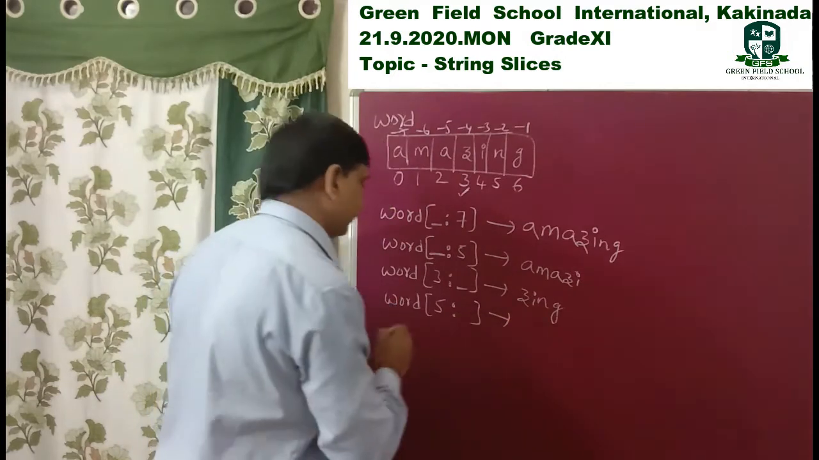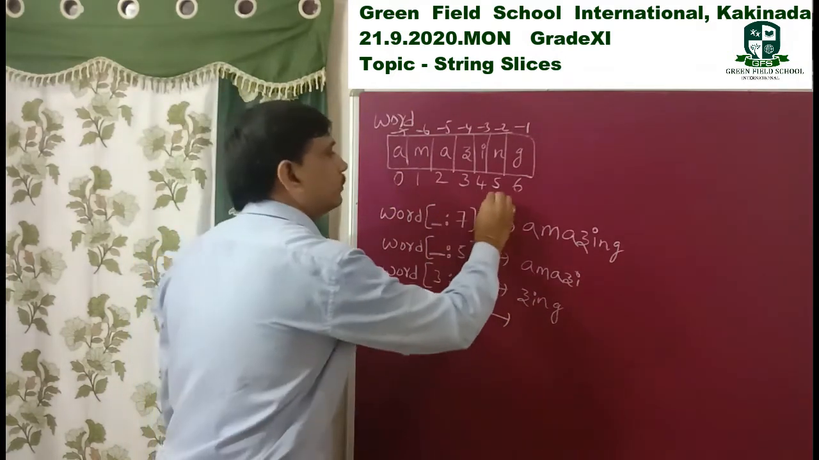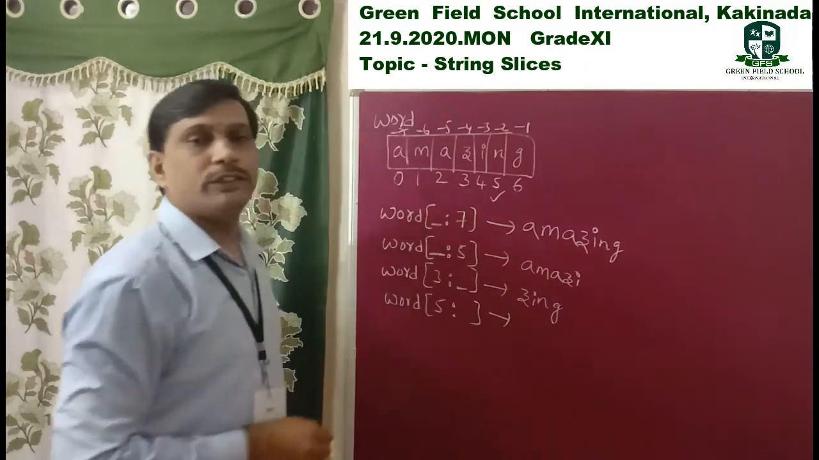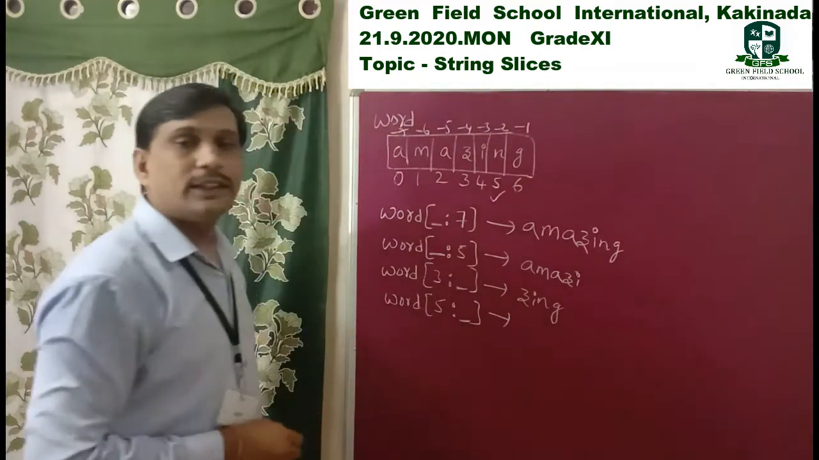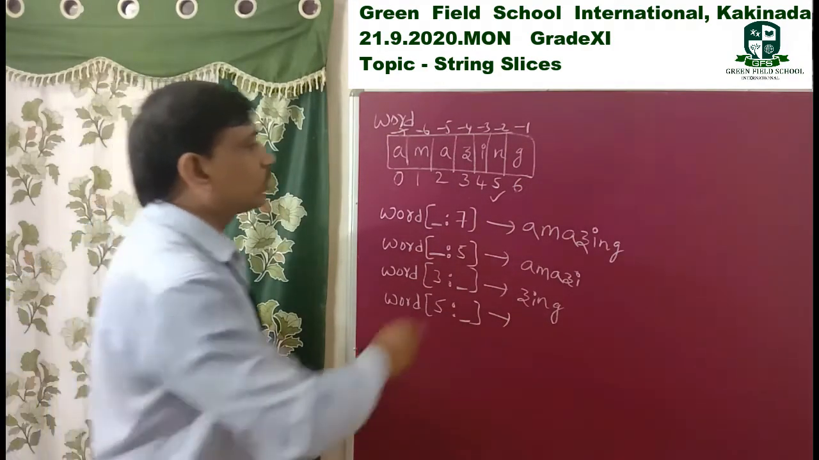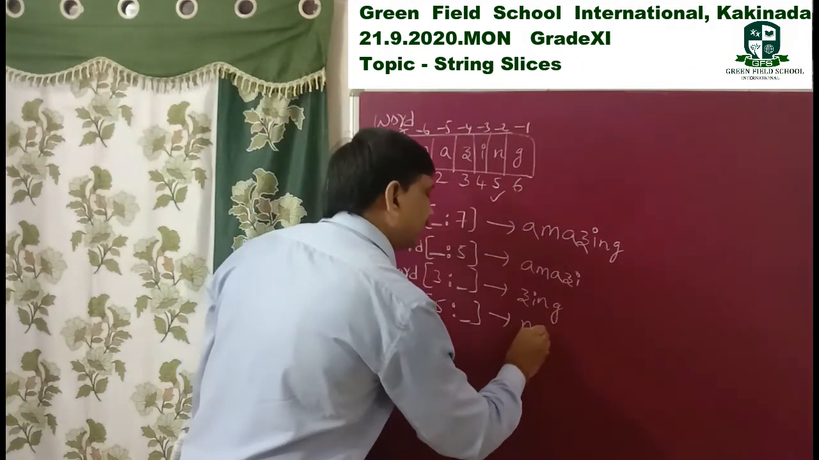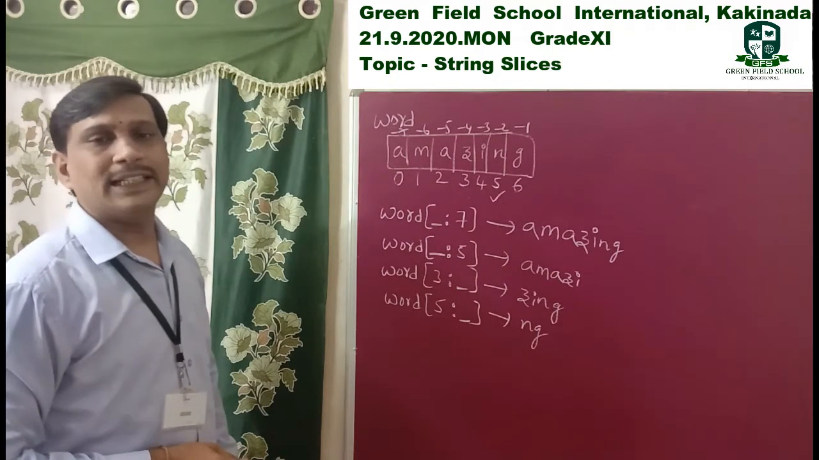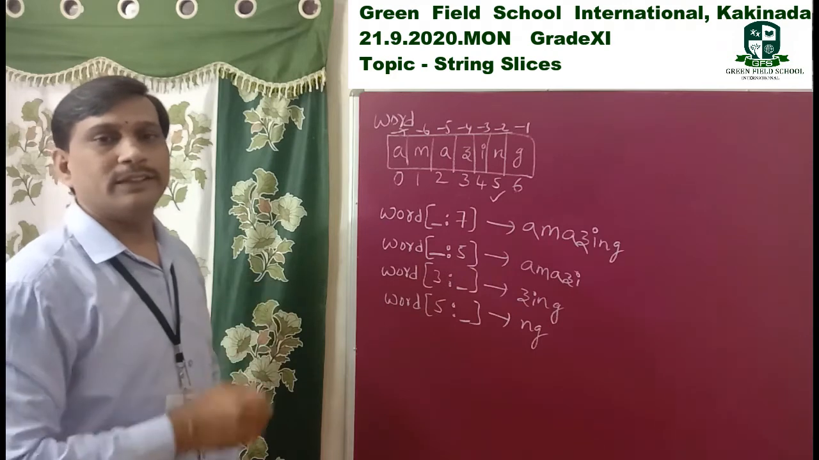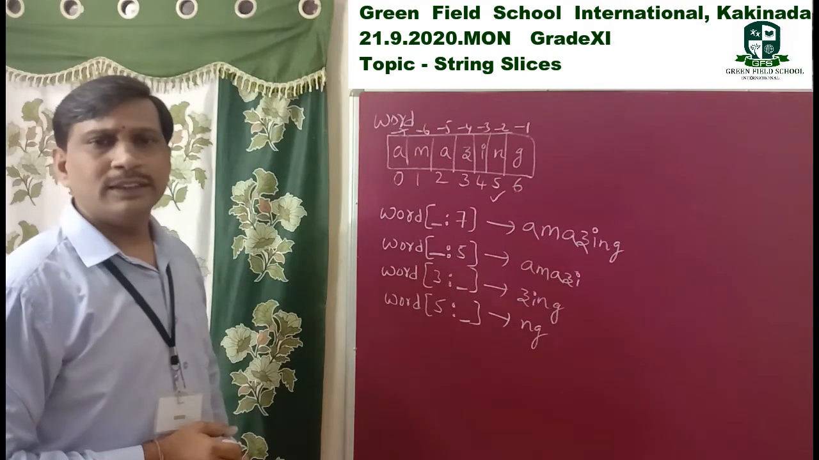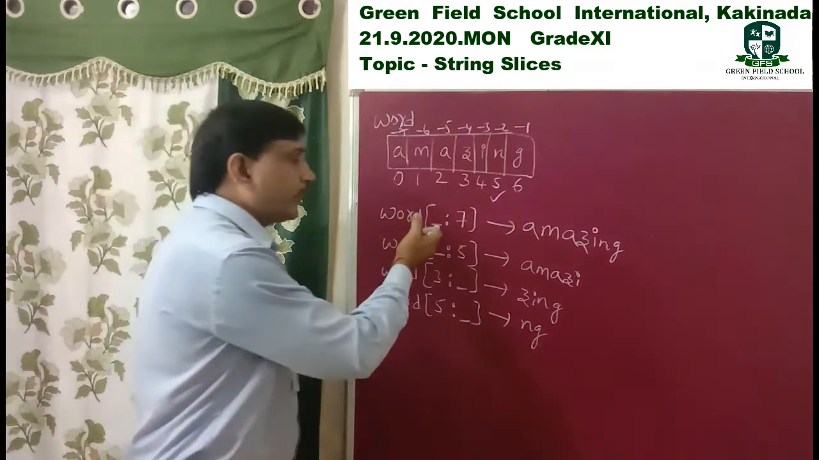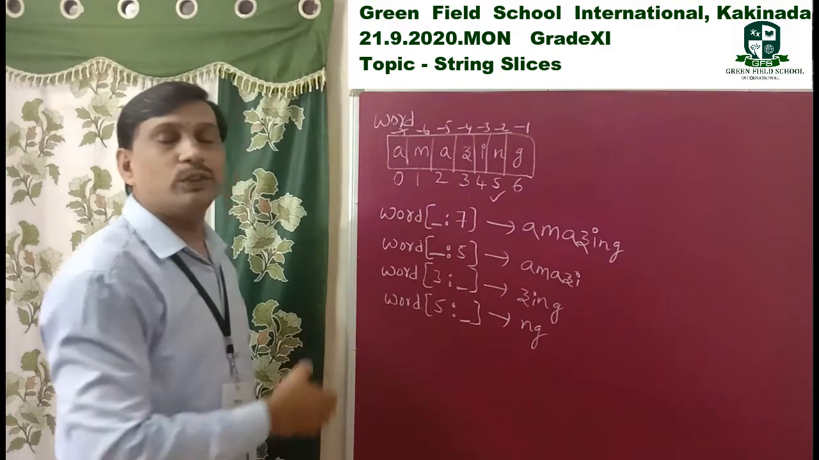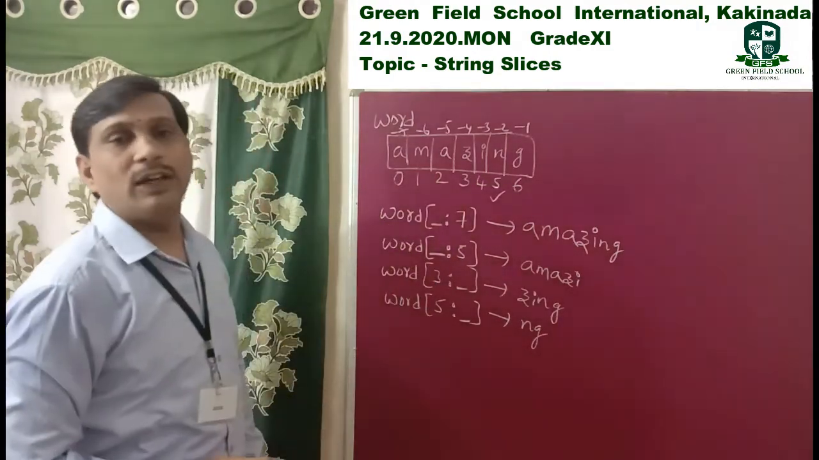Next, consider this example. Here the starting value is 5. It starts with 5, and we do not specify any ending character. That's why it takes up to the last character. So it takes NG. Understood my point? In this way we access one substring or string slice from the given string, without specifying the lower bound or without specifying the upper bound. In some cases we specify the lower bound, upper bound and step value also.